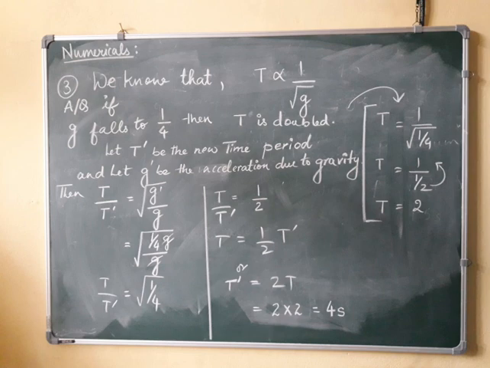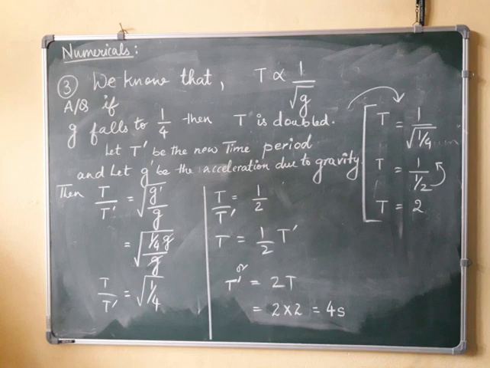How it is doubled, I have put one arrow mark. You can see T is proportional to 1 by root over g. Root over g is equal to 1 by 4, so root over 1 by 4. Now if you take the root, we know 2 squared, the root will be half. So instead of root over 1 by 4 we can write 1 by 2.